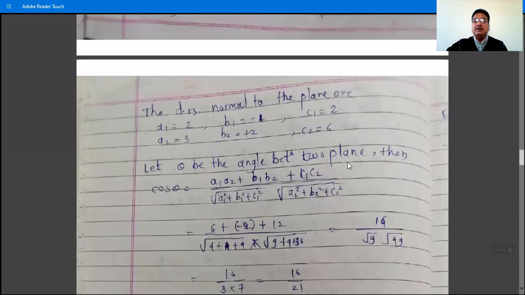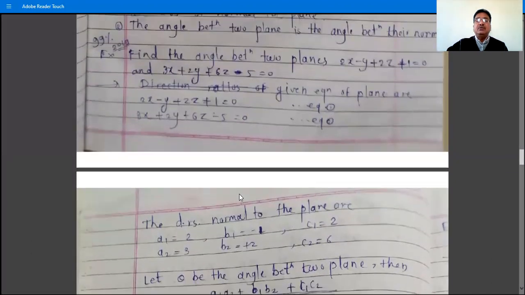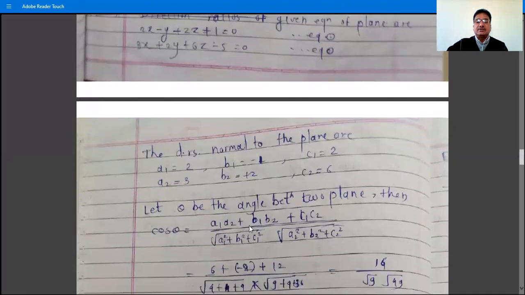Let theta be the angle between two planes, then cos theta is equal to a1 a2 plus b1 b2 plus c1 c2 divided by root a1 square plus b1 square plus c1 square, root a2 square plus b2 square plus c2 square. This is the formula to obtain the angle between two lines, and the same formula is useful to find the angle between two planes, because the angle between two planes is nothing but the angle between two normals, meaning the angle between two lines.